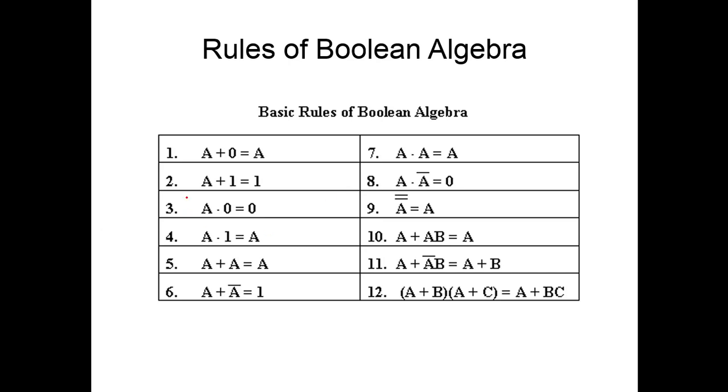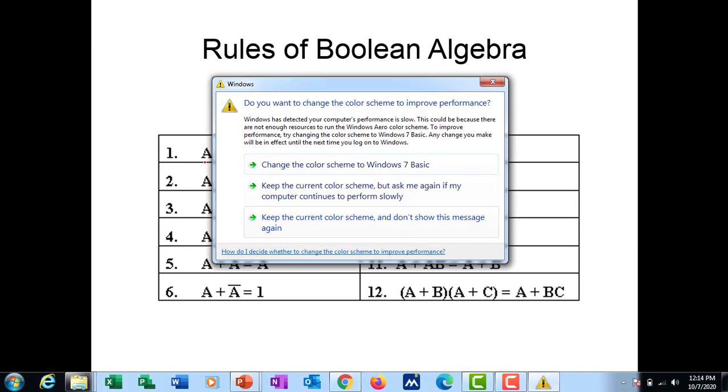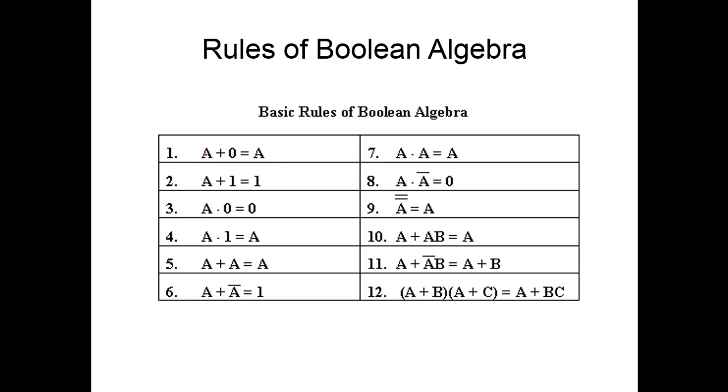So here we have a few more basic postulates of Boolean algebra. A or 0 is equal to a. It means if we have an OR gate and we fix one input to 0 and apply a variable a to the other input, the output will depend on a. If a is 0, then we have 0 at the output, and if a is 1, then we have 1 at the output. So 0 is called the additive identity.